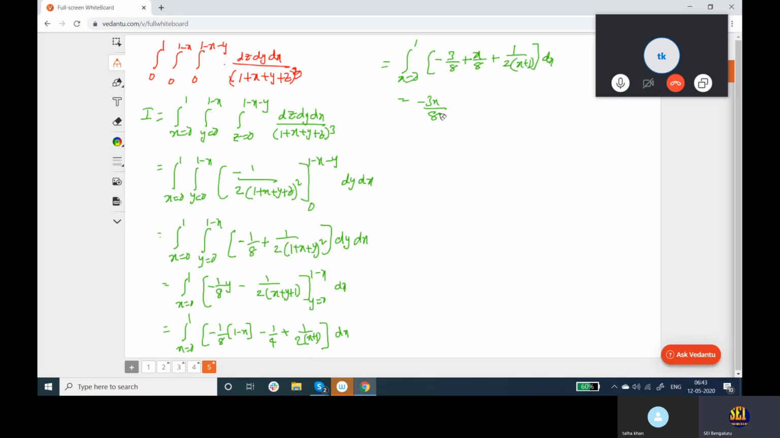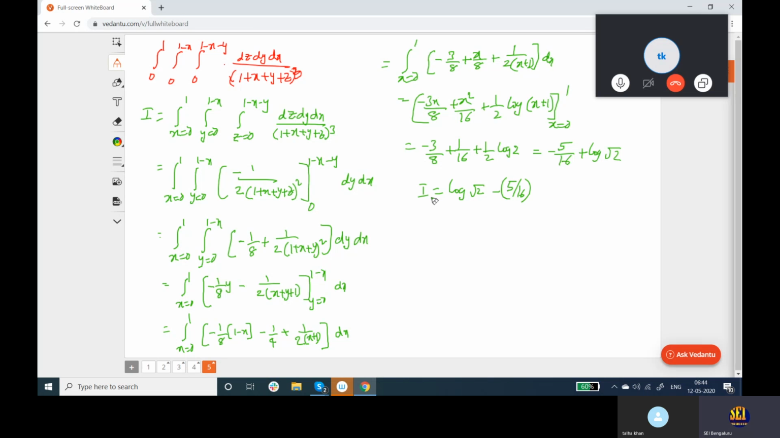Minus 3x by 8 plus x square by 16 plus half log into x plus 1 of x is equal to 0 to 1. Now minus 3 by 8 plus 1 by 16 plus 1 by 2 log 2 is equal to minus 5 by 16 will come plus log root 2 will come. So finally I is equal to log root 2 minus 5 by 16.